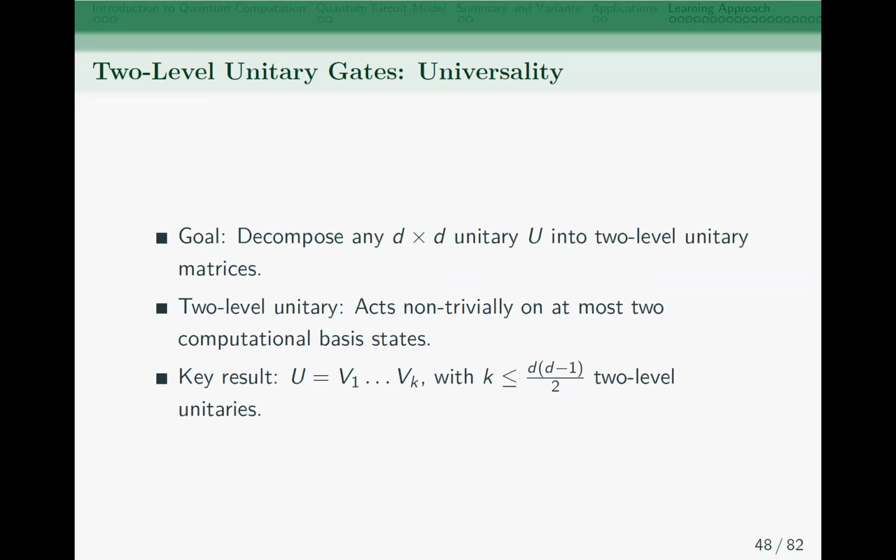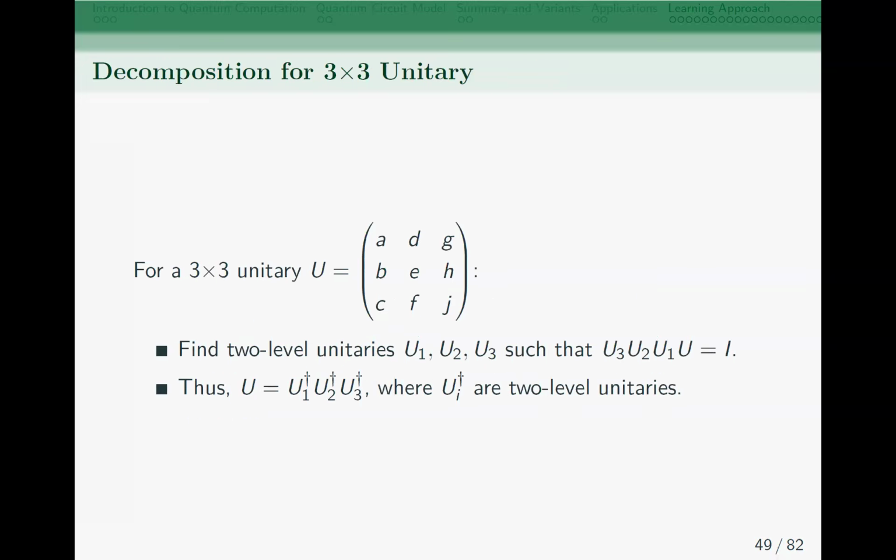Why is this true? Okay, so we do some examples. Let's say we do three by three unitaries. Someone gives you a three by three unitary U. Suppose I can find two-level unitaries U1, U2, U3 such that these three times U is identity.